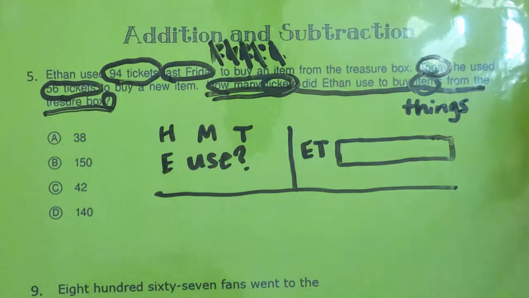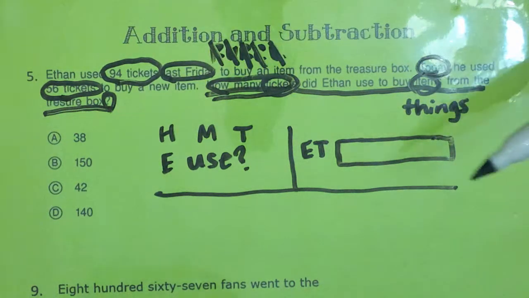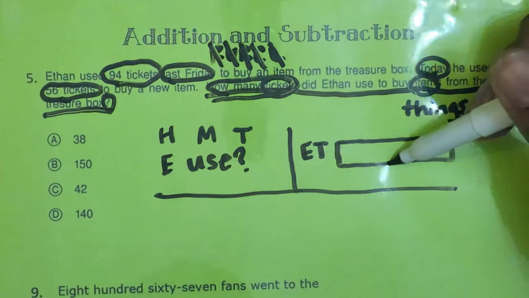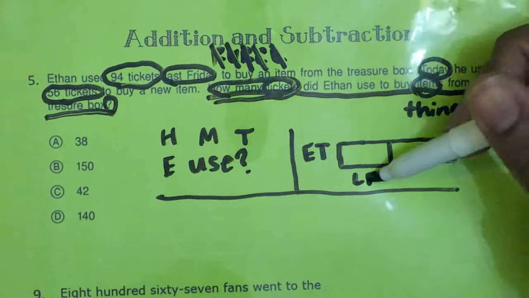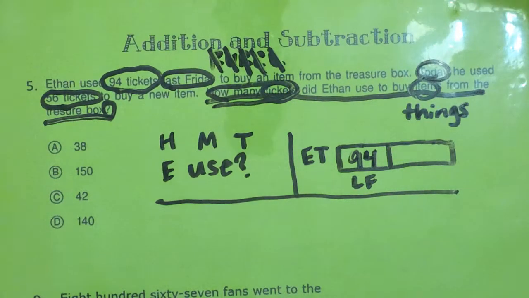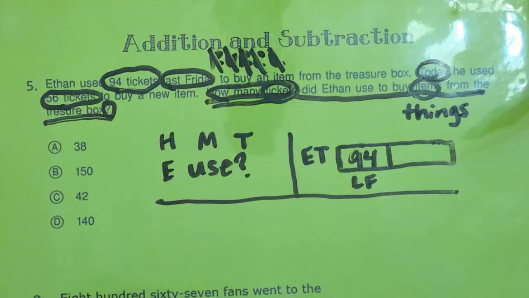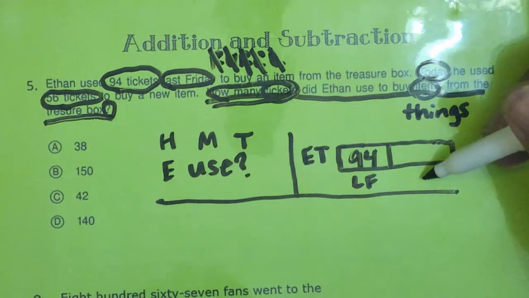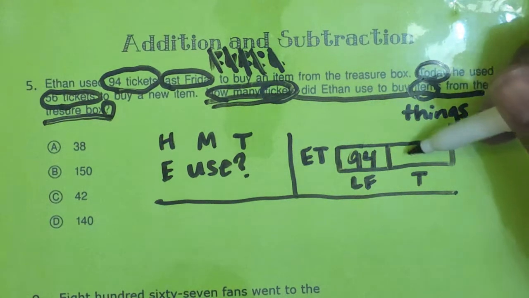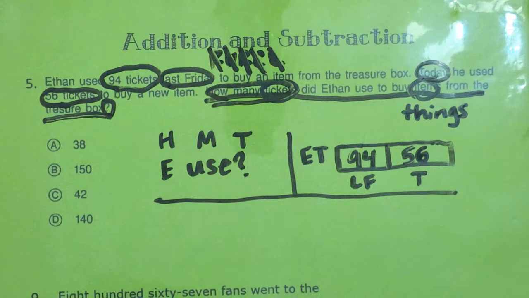What else do we know? Well, we know that he used 94 tickets last Friday. So here are all of the tickets he has used. Last Friday, he used 94. Okay, what else do we know? Well, we know that today he used 56 tickets. So on this side of our strip, I'm going to label that with a T for today, and I'm going to label that with the number of tickets he used today, 56.